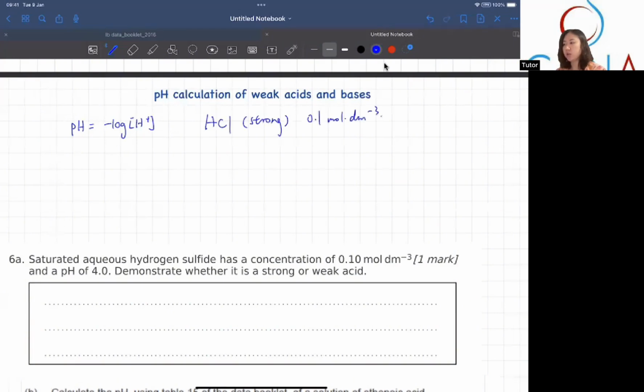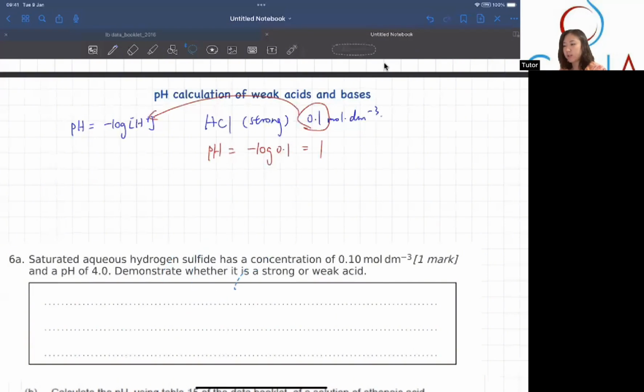And its pH is simply, we can just substitute this 0.1 into our formula. So the pH of the HCl would be minus log 0.1, and it should eventually equal 1. This formula shows that the pH value of an acid is actually related to the hydrogen ion concentration in the solution. It's actually the same for weak acids and bases, but the application is slightly more difficult.